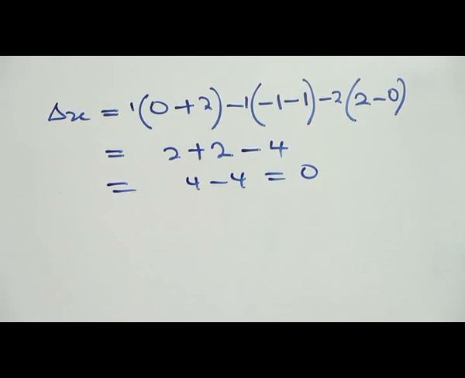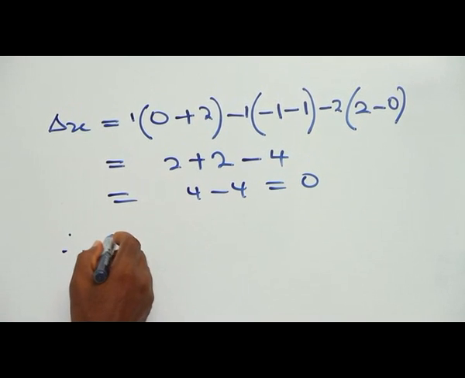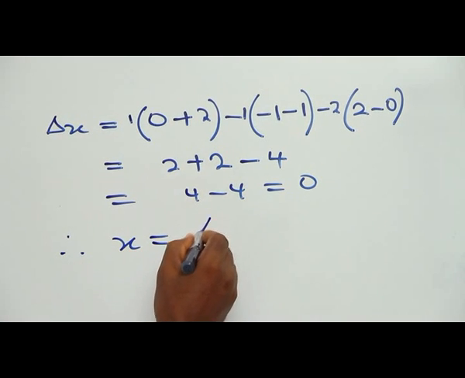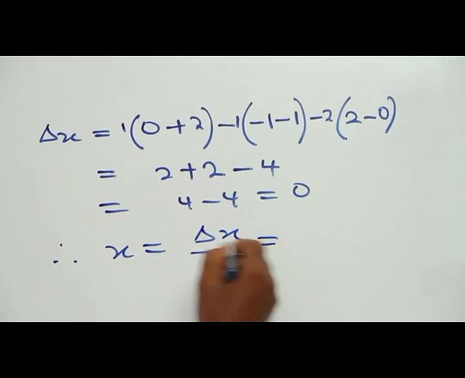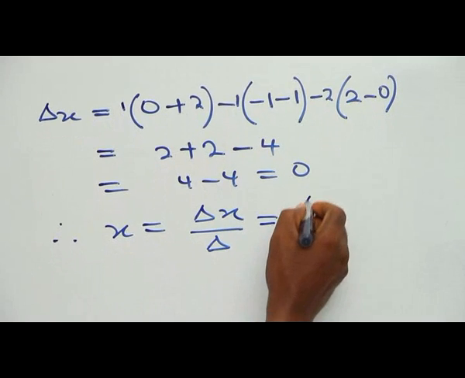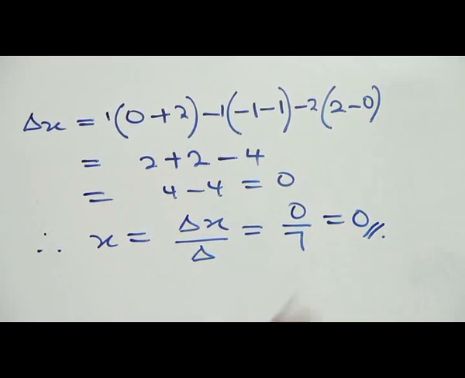Remember, you are told to only find the value of S. Therefore, our S will be equal to delta S all over delta. And the result is equal to 0 all over 7. And the answer is equal to 0.